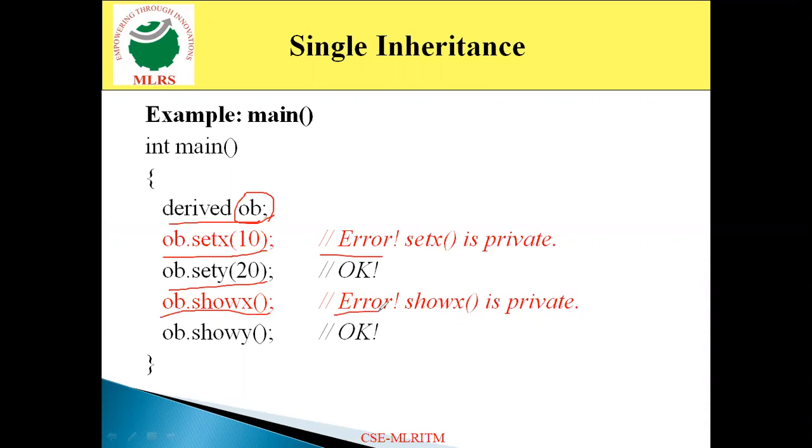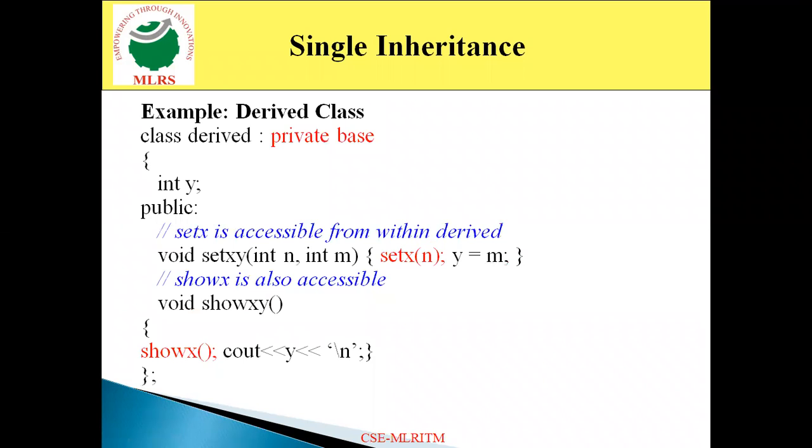So it generates an error. Then ob.showY. ShowY is in public mode under the derived class, so with the derived objects, you can access it. Then it generates the output. It simply prints the value of y on the output screen. This is the difference between deriving a new class in private mode and in public mode.